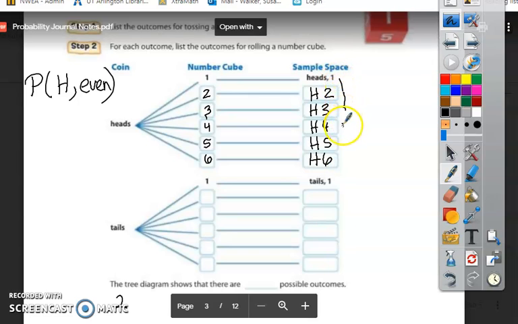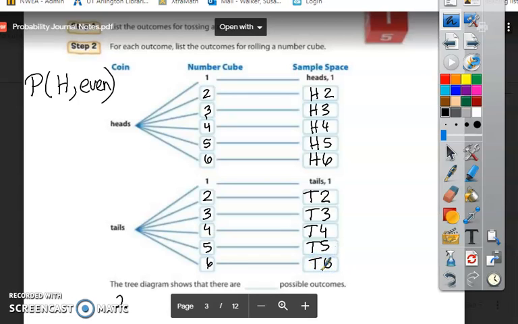I cannot think of any other possibility if I flip a heads first, okay? 1, 2, 3, 4, 5, 6. I have 6 different possibilities if I flip a heads first. However, I might not flip a heads first. I might flip a tails first. If I flip a tails first and then I roll that number cube, I can get a 1, a 2, a 3, a 4, a 5, or a 6, okay? So we can get tails with a 1, tails with a 2, tails 3, tails 4, tails 5, tails 6.